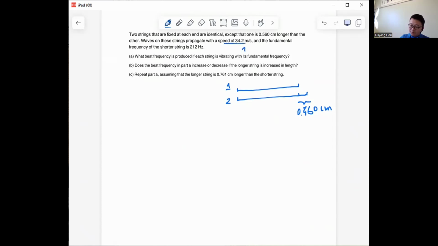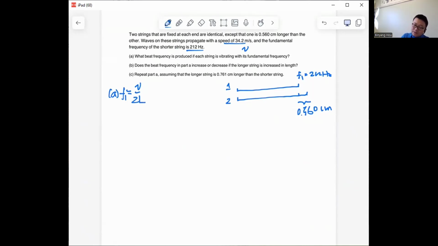So the speed is given, and it is the same for both. F1 on the first string is 212 Hertz, the first fundamental. Both sides are fixed, okay. So F1 should be equal to V divided by 2L. We are given F1 and V, so we can figure out L, the length of the first string.